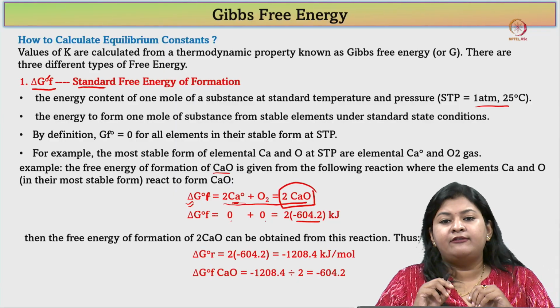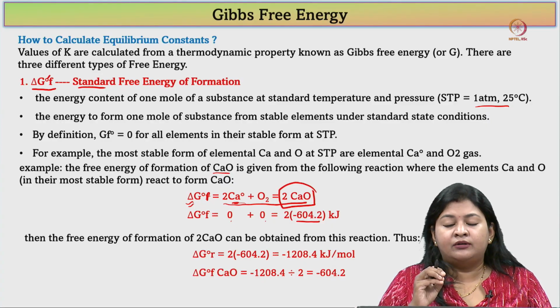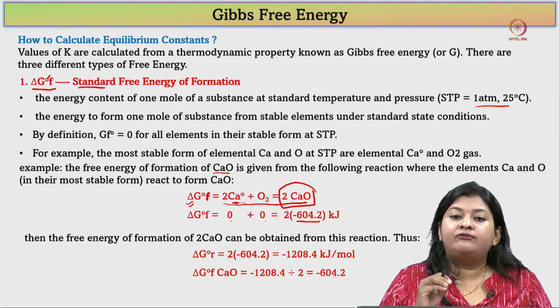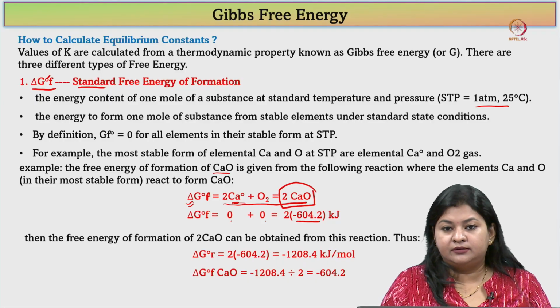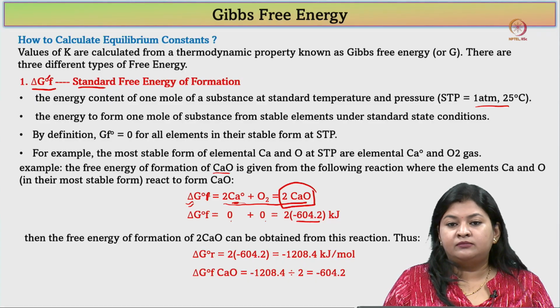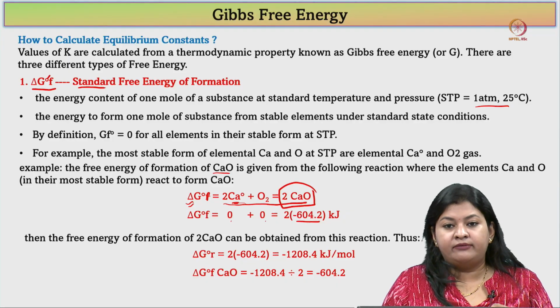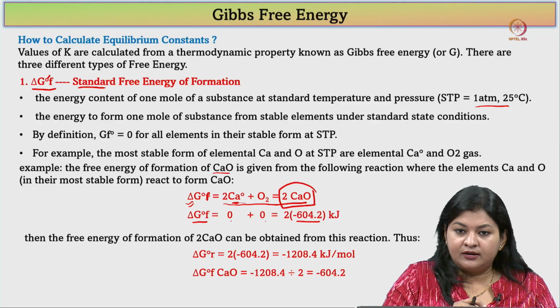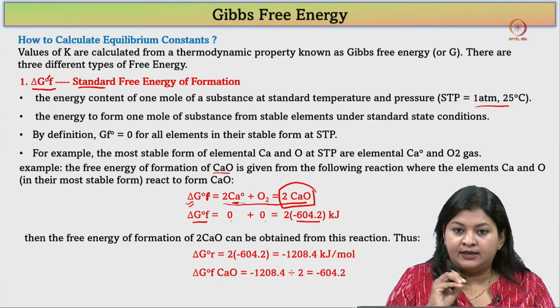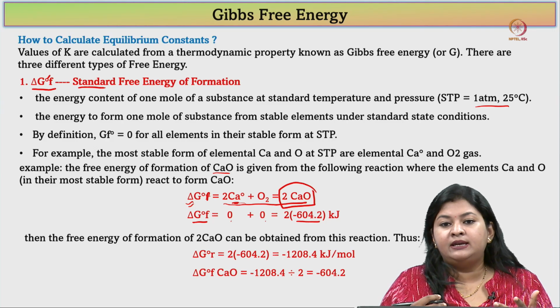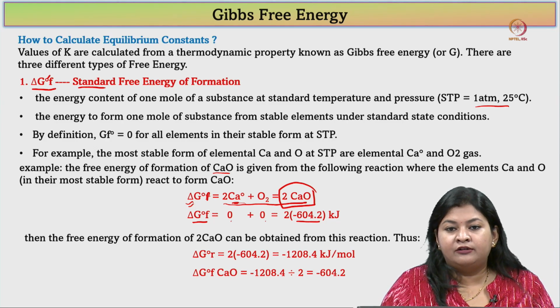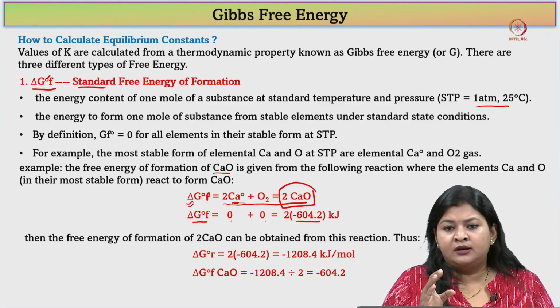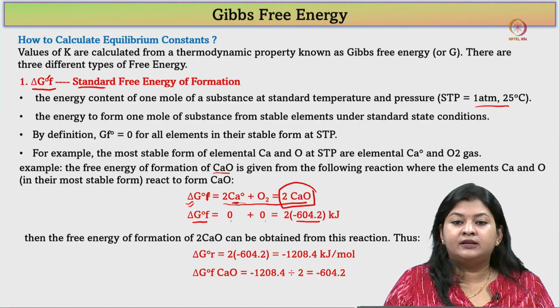For every element, the value is 0, and for every compound it is calculated. What is the delta G0F value? This G0F value for every compound is measured in the lab, and if you pick up any physics book or any chemistry book, you will have these values given in the tables, in the appendices.